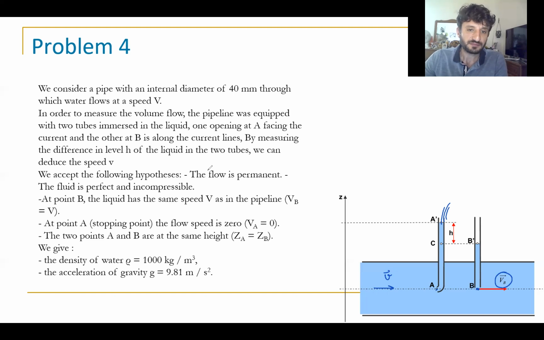Anyway, by measuring the difference H of the liquid in the two tubes, we can deduce the velocity. Here I explain the problem. Let's go. At the point B, the liquid has the same speed V as in the pipeline. At the point A, the stopping point, the flow speed is zero. The two points A and B are at the same height, where HA equals HB. We give the density of water, we have only water, and I give you the value of G.